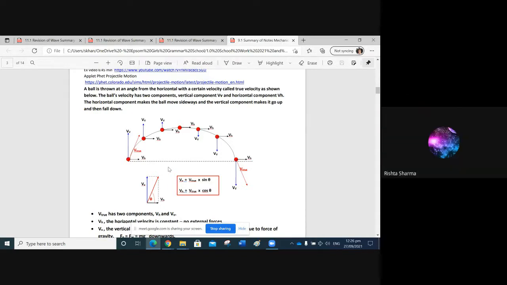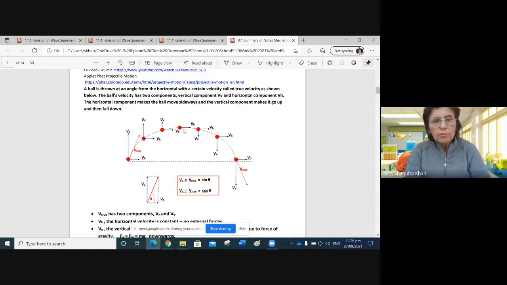Okay. So what you will be asked in this type of question is how far does the ball land? So that means you will be asked this distance. This distance will be horizontal velocity times total time. Now, the time to go from here to there is the same as the time to come from here to there. So total time will be twice the time for the upward flight.